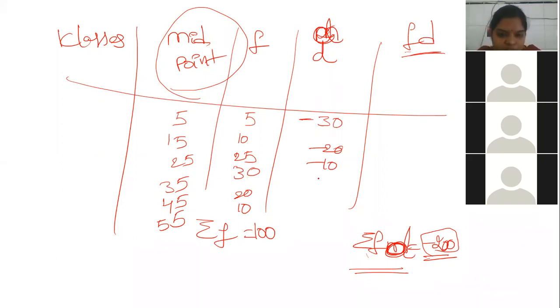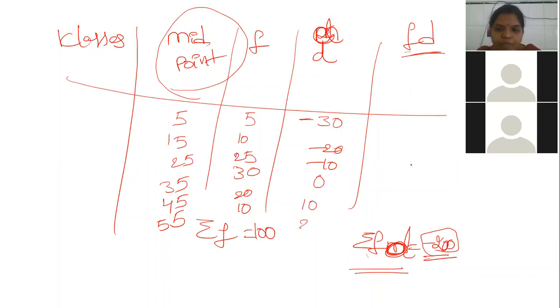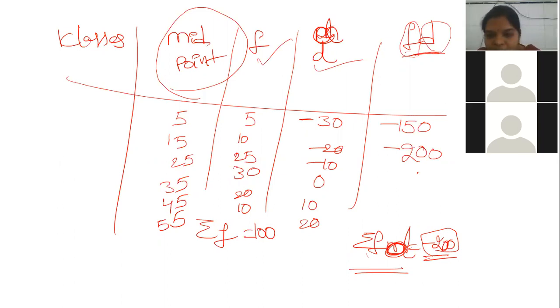See, the D values are minus 30, minus 20, 0, 10, 20. Then the FD values are... See here, F into D you need to multiply. Just take the F and D values. Minus 30 into 5, minus 150. Ma'am, minus 20 into 10 will be minus 200. Then it will be minus 350. Then the next one is 0. Then you have 10 into 20, which is again 200. So how much will it be? It will come to minus 200.